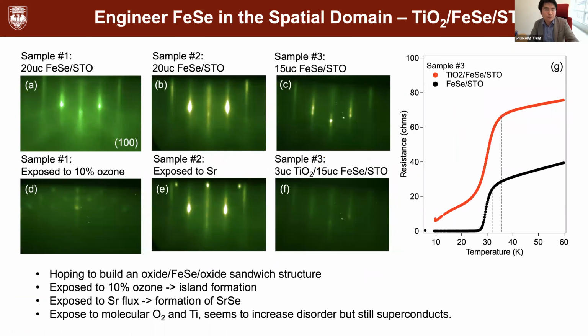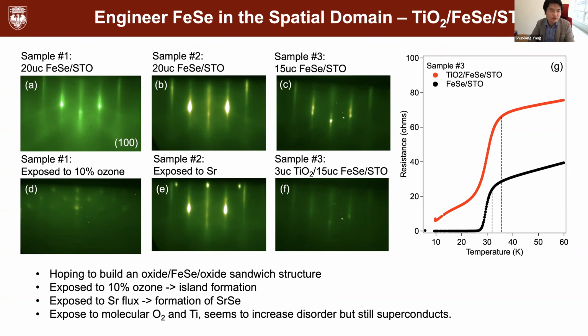And this is another really interesting direction for the spatial domain engineering. I would say that this is very preliminary data, so I'm happy to discuss it, but it's still at a very early stage. The idea is to grow an oxide, iron selenide, oxide sandwich structure. The idea is very simple. If you have one single interface, you get a TC boost by 1 order of magnitude. What about if I have 2 interfaces per iron selenide? Would I just double the interaction? Would that increase TC substantially?